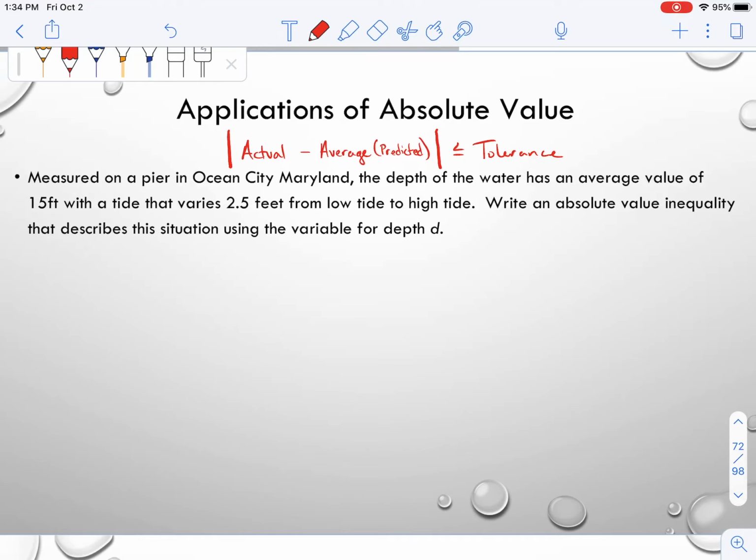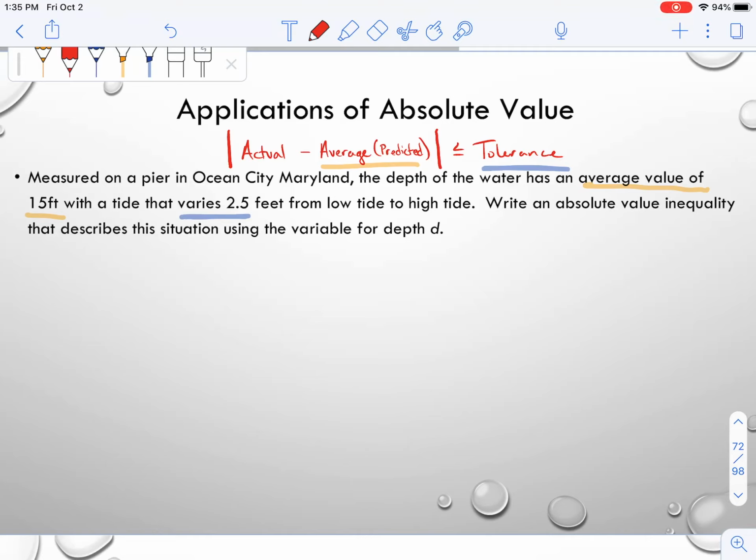So let's say measured at a pier in Ocean City, the depth of the water has an average value of 15 feet. So we have an average value of 15 feet, and that varies by 2.5 feet, which would be my tolerance, my variable amount, from low to high tide. I want to write an absolute value inequality that describes this situation using the variable D for depth. Okay?